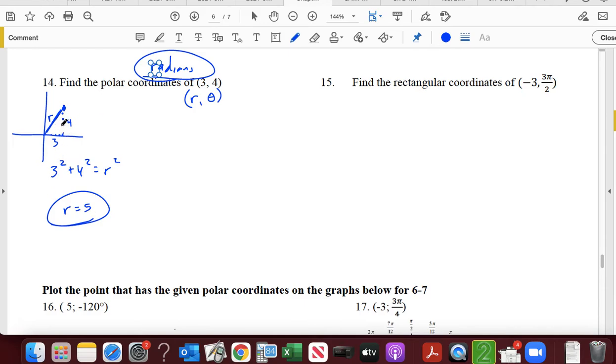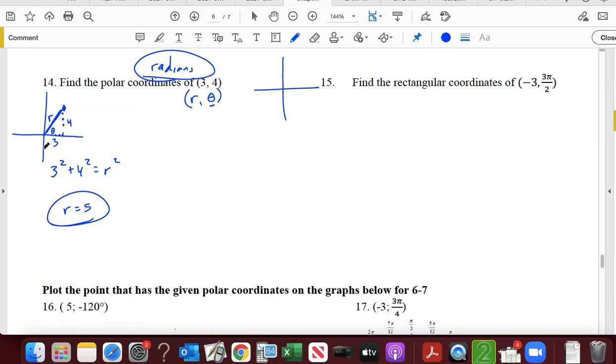Now for theta, we could simply use trig to find this theta right here. Because remember, this theta represents the angle from the first quadrant. It's like that unit circle angle, the angle measure from the positive side of the x-axis to the radius, wherever it ends up being. Okay, so we know it should be something between 0 and pi over 2.